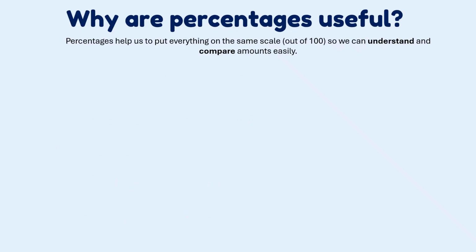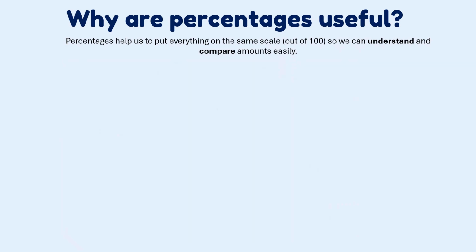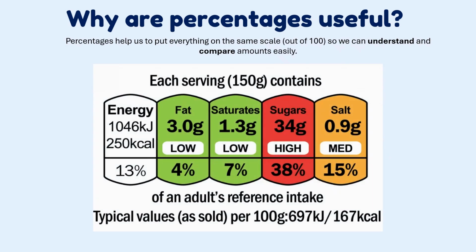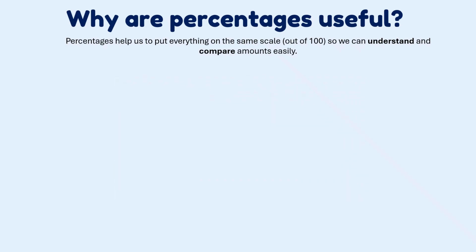So why are percentages useful? Well, they're everywhere and they help us make sense of the world by showing part of a whole. Rental yield percentages tell us what share of a property's value you'd earn back in rent every year. On UK food labels, percentages show how much of your daily recommended limit is in a product, which helps you compare choices quickly. And in football, ball possession is shown as a percentage, so we can easily compare how much control each team had, even if the game includes extra time.